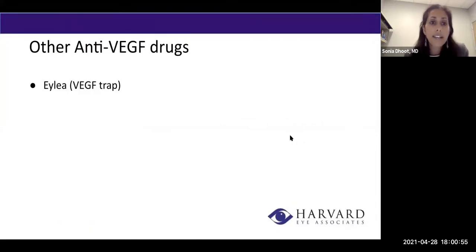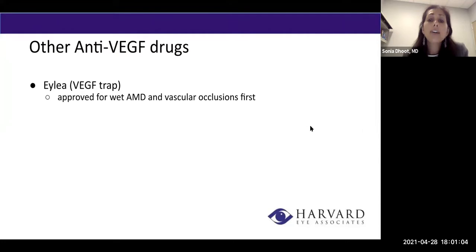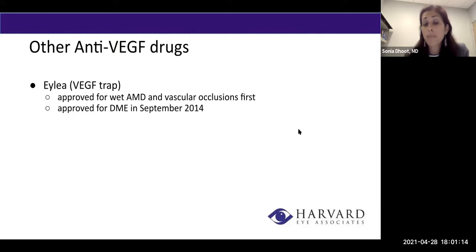And then the other anti-VEGF drug is Eylea, which works similarly, but is a little bit different, but also targets the VEGF drugs. Just like the other drugs, it was also approved for wet macular degeneration and vascular occlusions first, and now is used in diabetics. And this was approved for diabetic macular edema back in September of 2014.